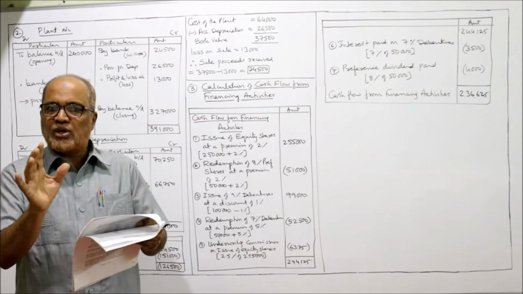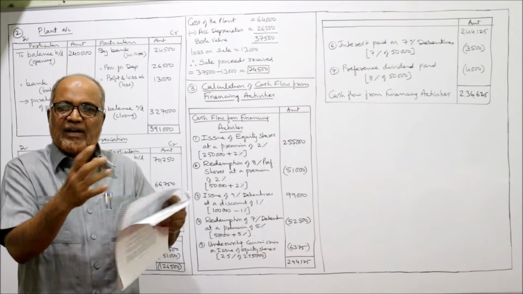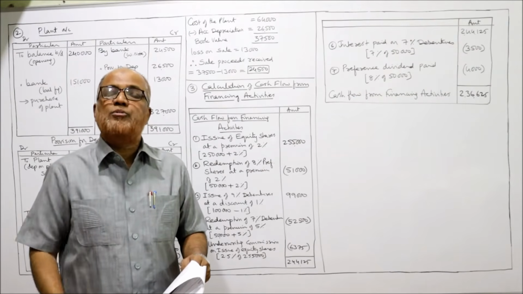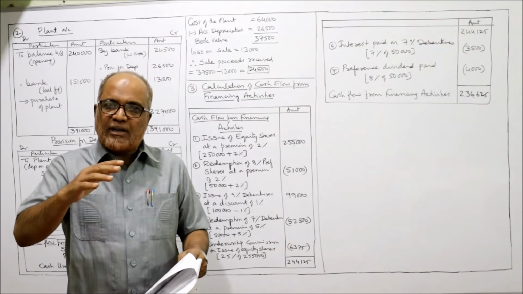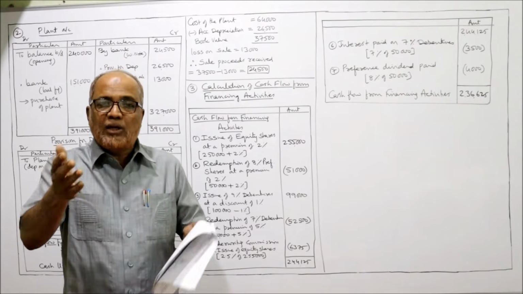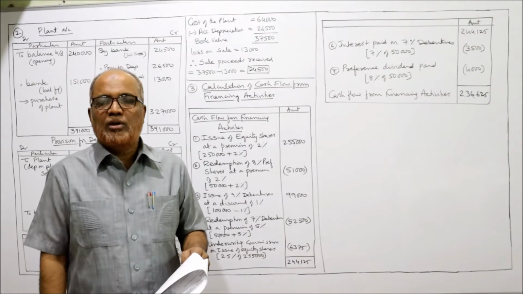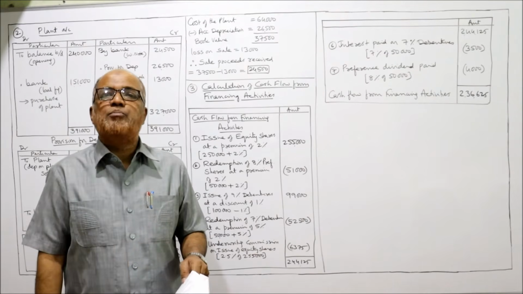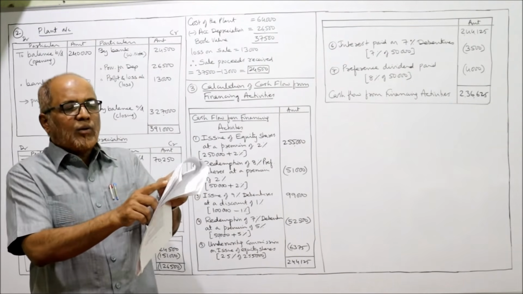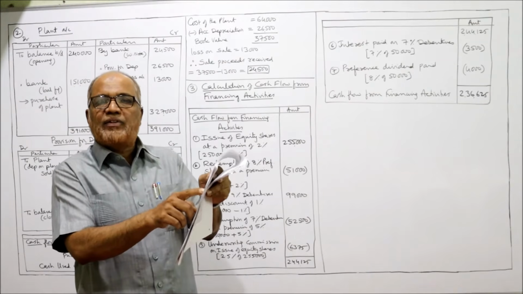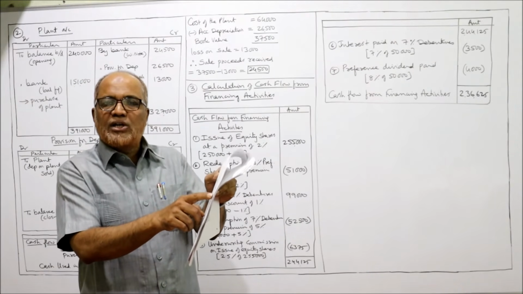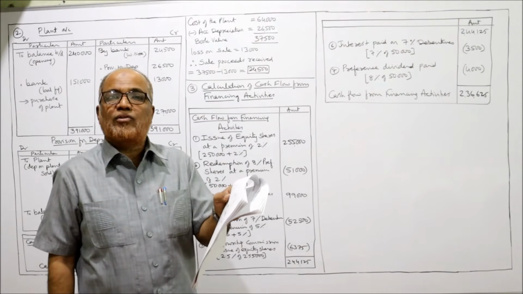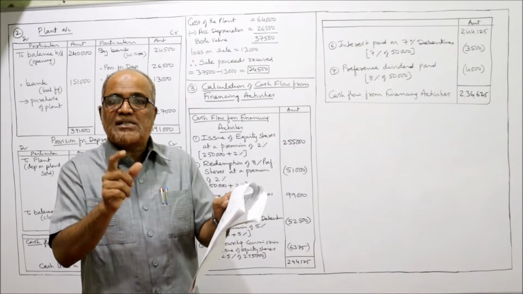Now see carefully, observe. You have to compare the last year figure with the current year figure to find out whether there is issue or redemption. If the amount increased during the year, that means there is issue. If the amount decreased during the current year, that means there is redemption. We'll compare it. Equity share capital last year 3,50,000. Current year it has become 6 lakh rupees.